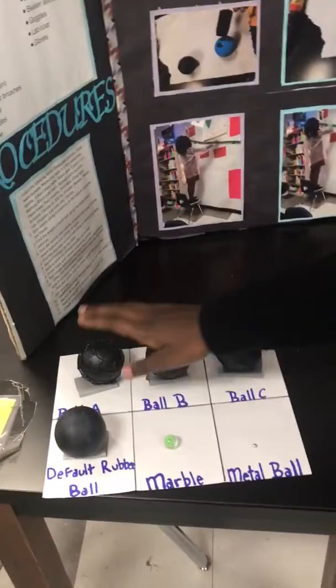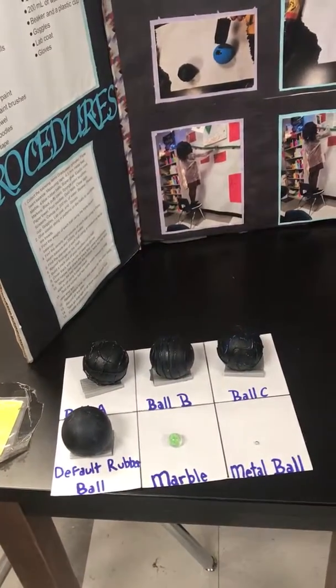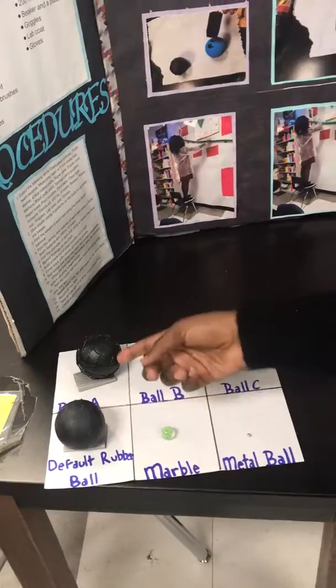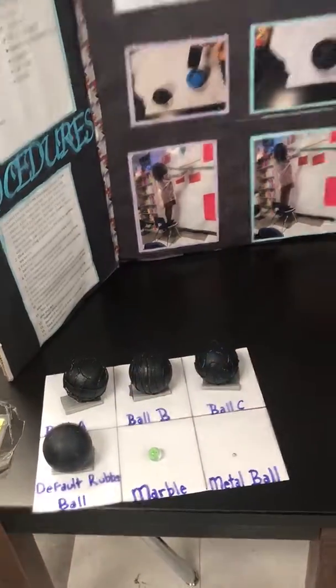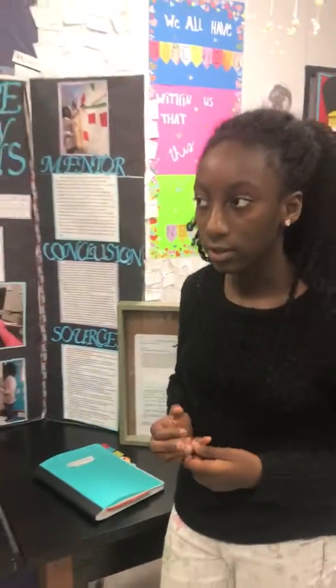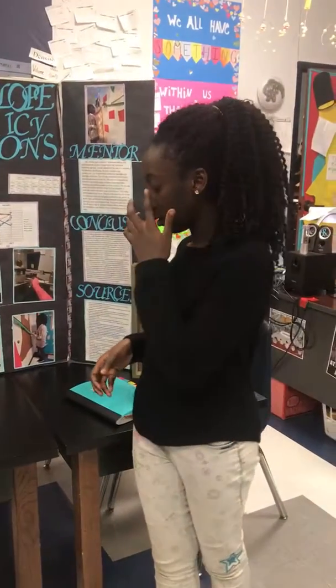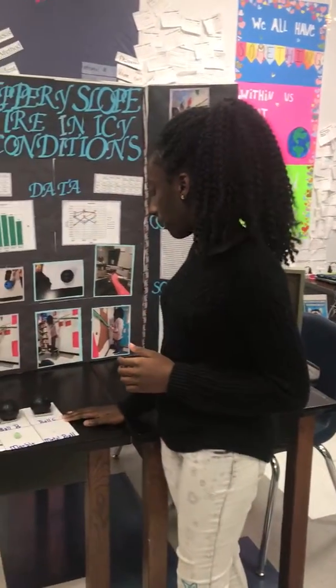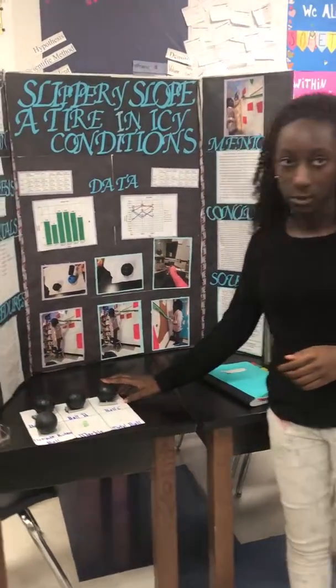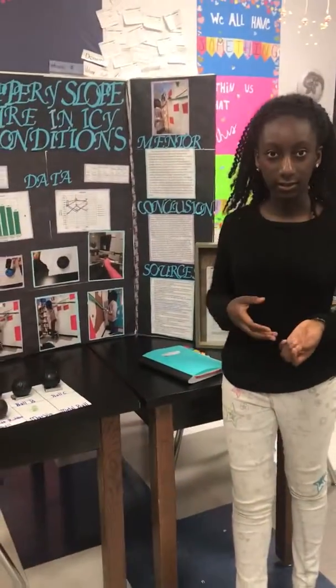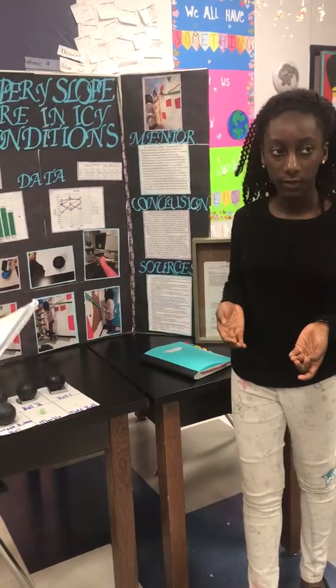But the best design was design A because even though they had the same average time, the default ball bounced down the track, which would not be good because then the tire is losing grip on ice. My hypothesis was that this ball would work best, but it clearly wasn't proven correct.